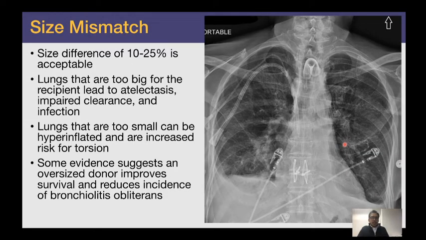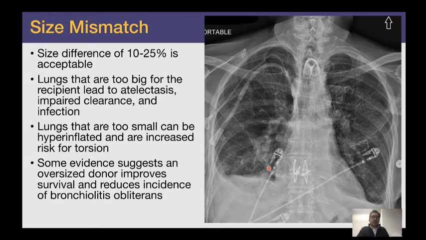Okay, so in the very immediate post-op period, watch the lines and tubes and make sure they're in the right place. Another sort of immediate complication is a size mismatch. This happens less now because the size of the donor and recipient are matched, and you can see in this picture here that these lungs were a little bit too big for this patient. So these are staple lines over here and over here. Maybe it's hard to see actually on the YouTube feed, but these staple lines represent wedge resections where they're trying to size down the lungs for this particular patient. But anyway, a size difference of 10 to 25% is acceptable.